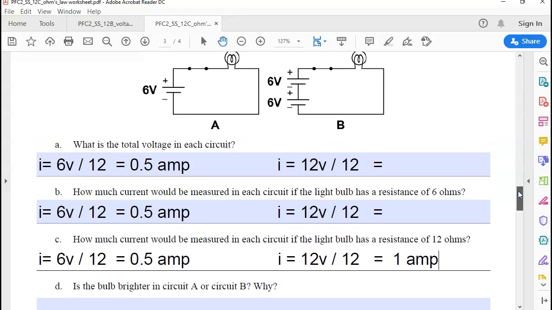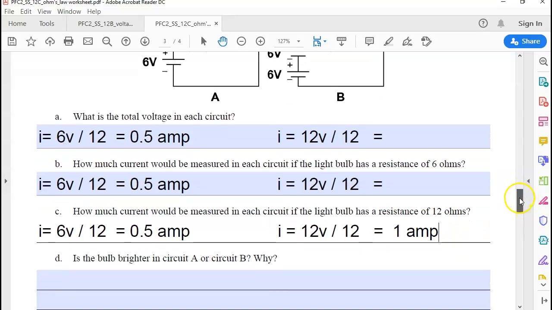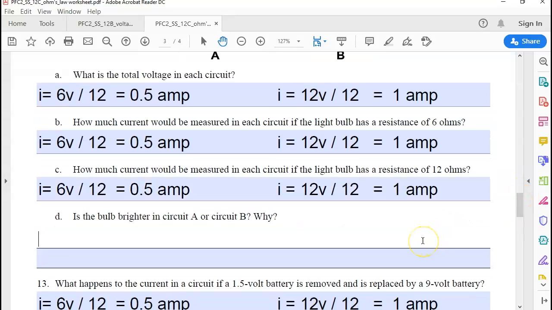All right, letter D. Is the bulb brighter in circuit A or B, and why? Okay, well, circuit B has more current. So there's more energy flowing through, so that's going to give us a brighter bulb. B has more current, so B will be brighter.